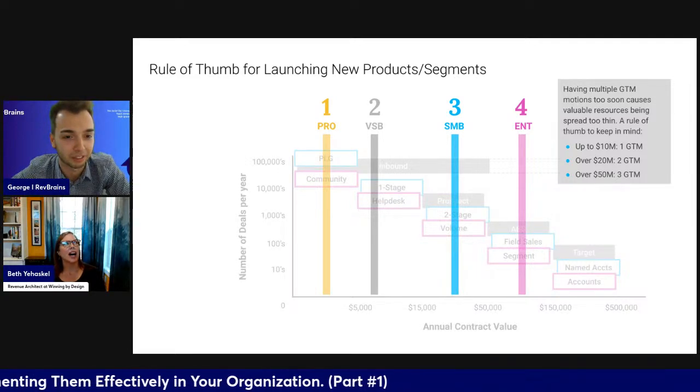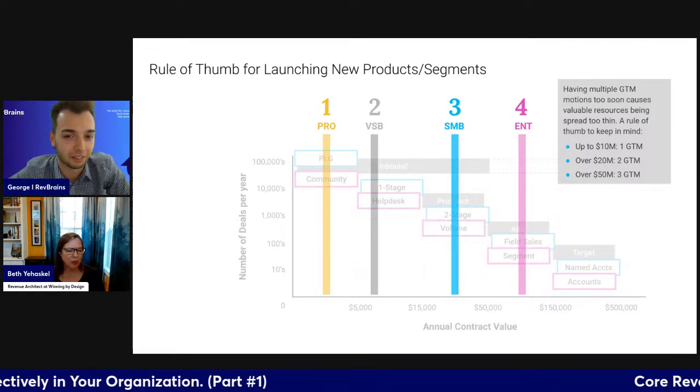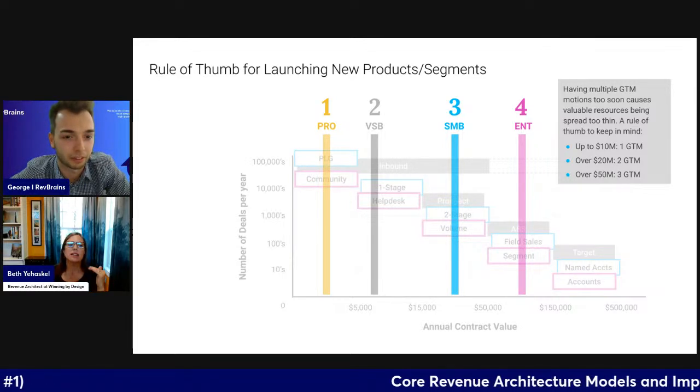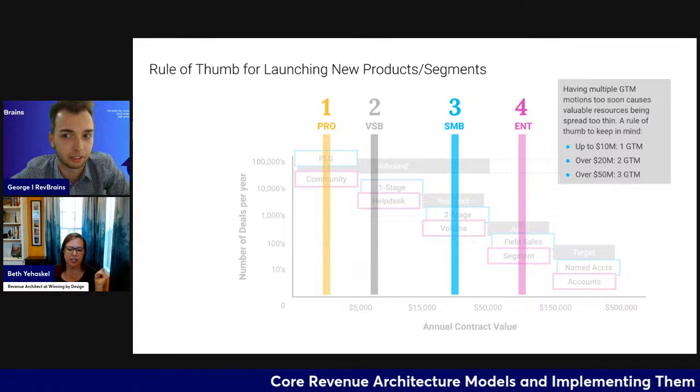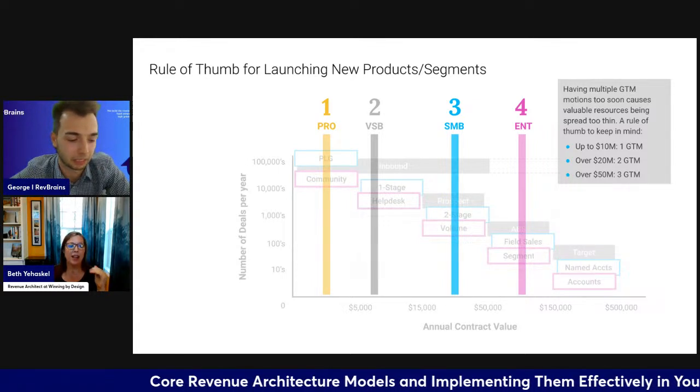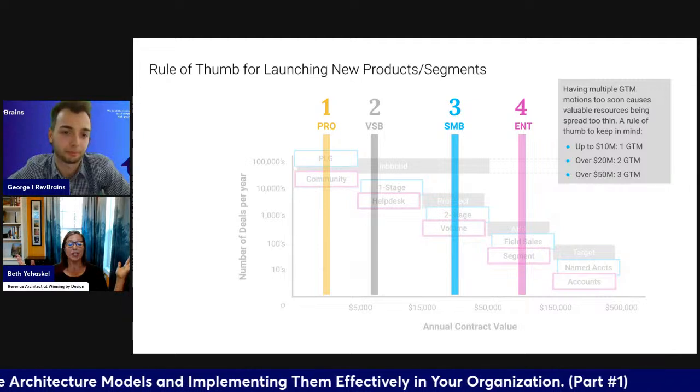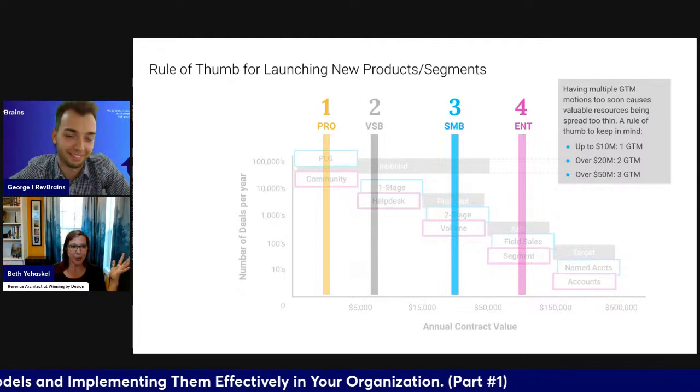I can't remember exactly what number you're talking about, but here's another thing I'll tack on to what you were just saying. It is not uncommon to see, let's say you have a mid-market product and you have an AE who happens to sell an enterprise deal. Yeah. And everybody says, oh, great, look, we're ready for enterprise.